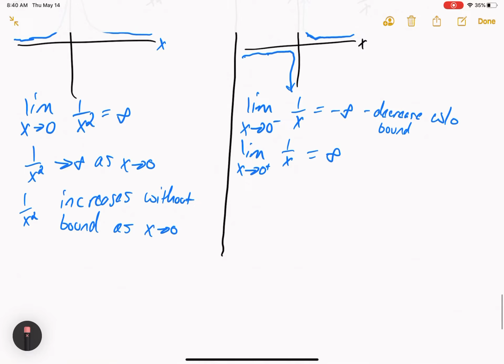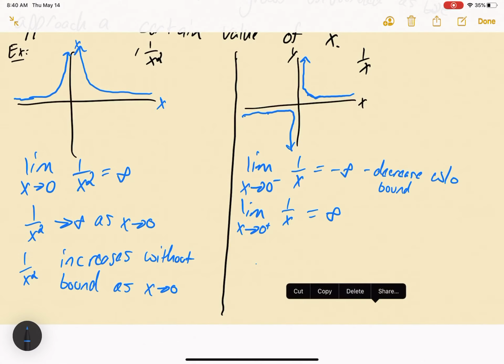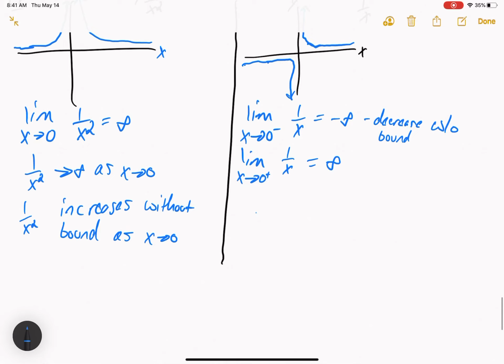And just like in the last problem, the left-hand and right-hand limits don't agree. I freaking hate this iPad. We actually get that the limit as x goes to 0 of 1 over x does not exist. The limit can exist if the left and right limits both equal the same infinity, either positive or negative. But if one is positive and one is negative, the limit does not exist.